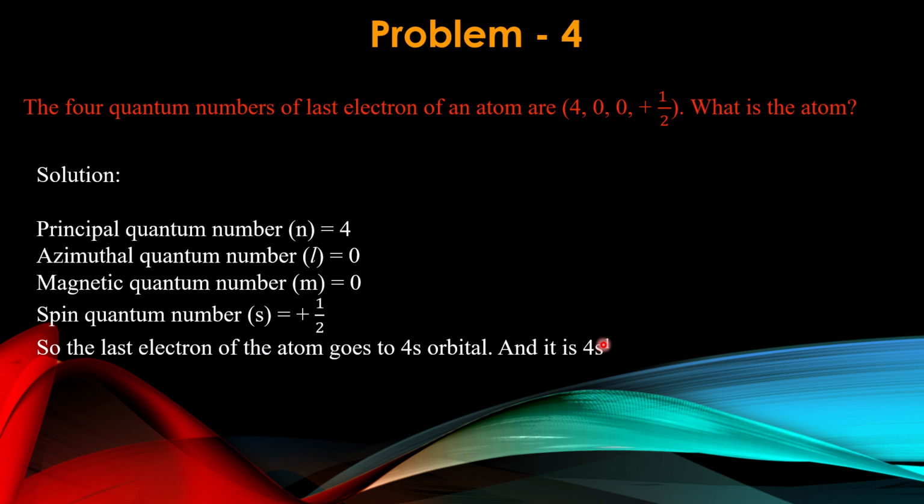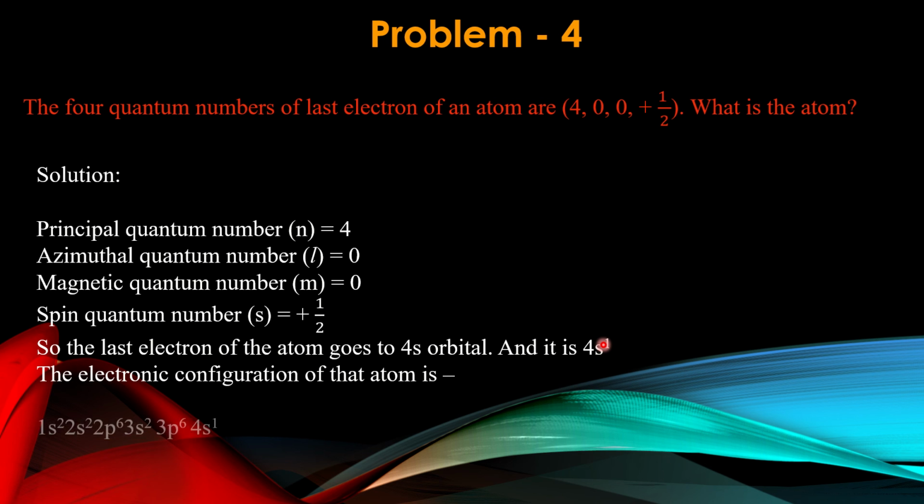Which atom has the last electron 4s1? Last electron, mind it, not the last shell electron. The last electron 4s1 is only for potassium, because this is the electronic configuration of potassium: 1s2, 2s2, 2p6, 3s2, 3p6, 4s1. So the atom is potassium.